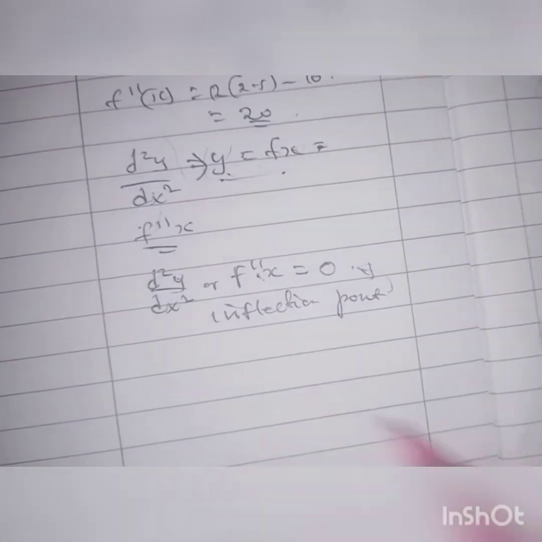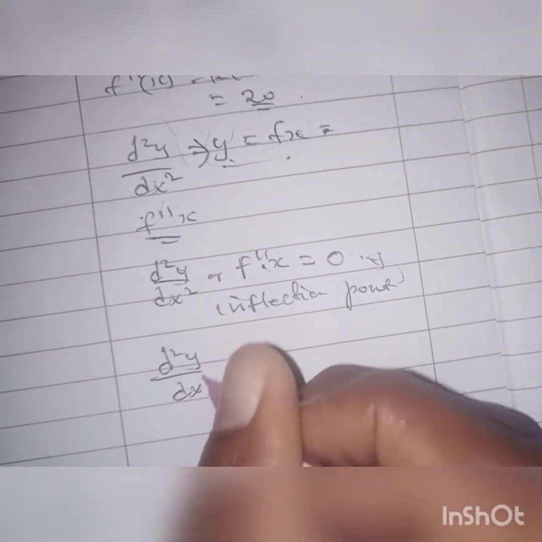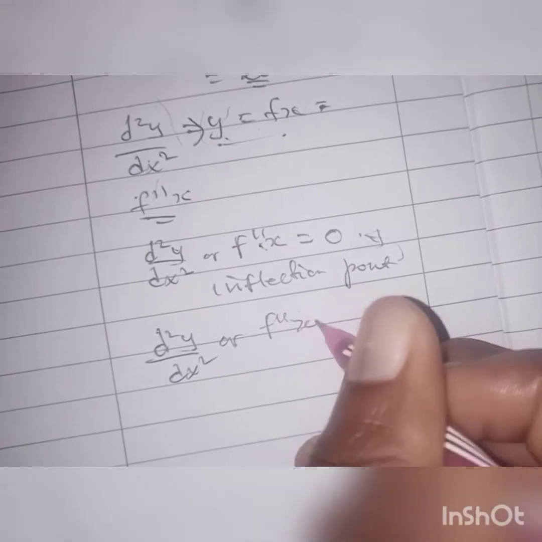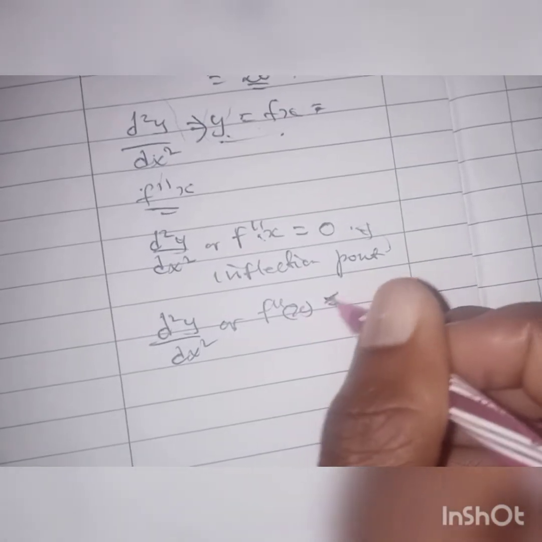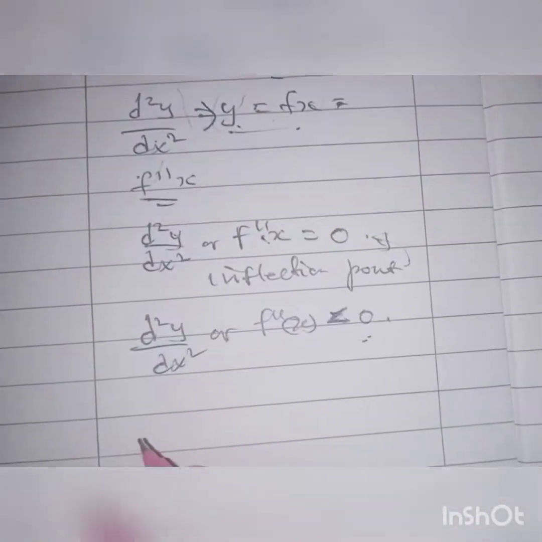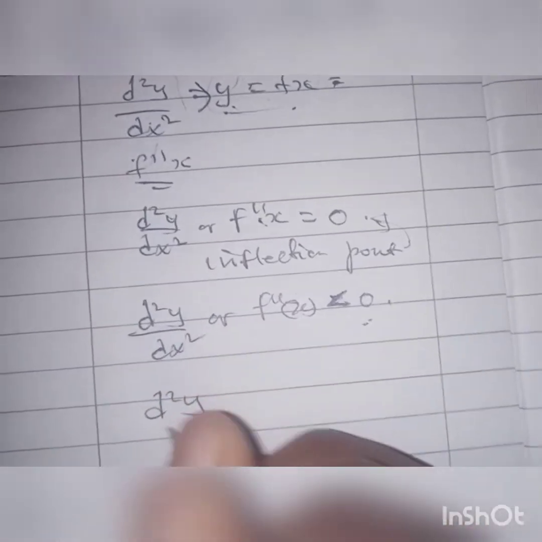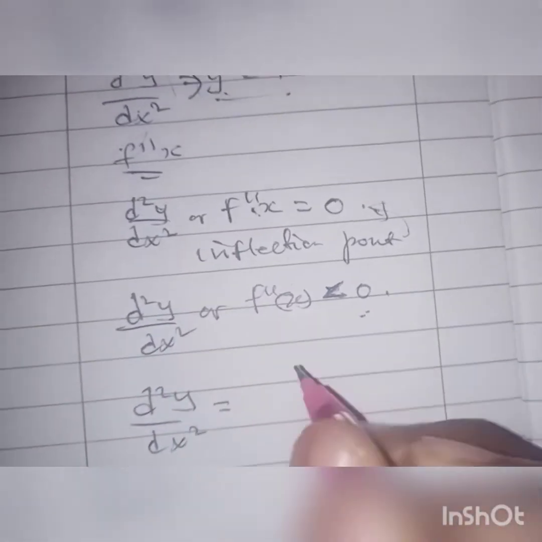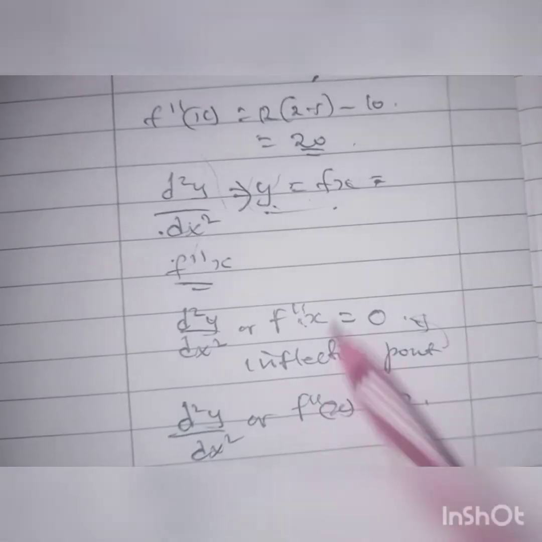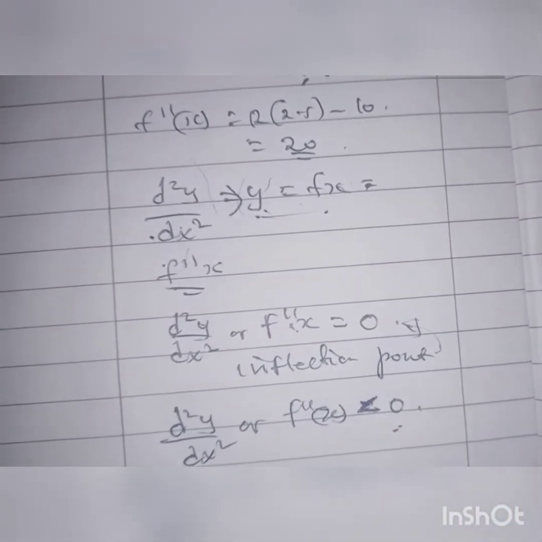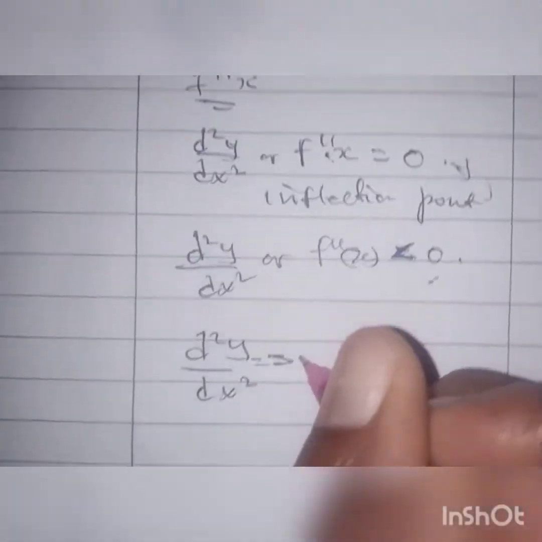For it to be a maximum, it should meet this requirement: d squared y over dx squared should be less than 0, meaning it should be negative. All negative values are less than 0. For it to be a minimum point, the result of d squared y over dx squared should be greater than 0.